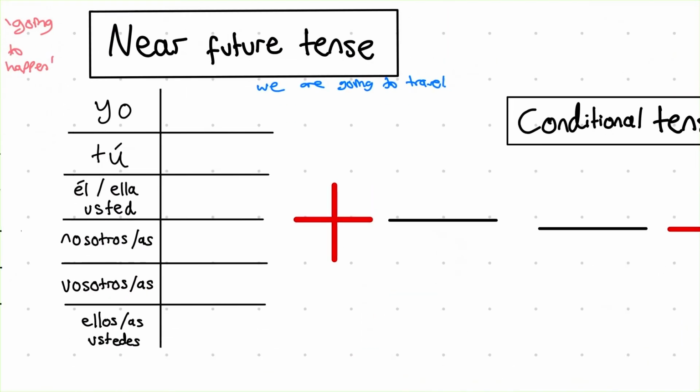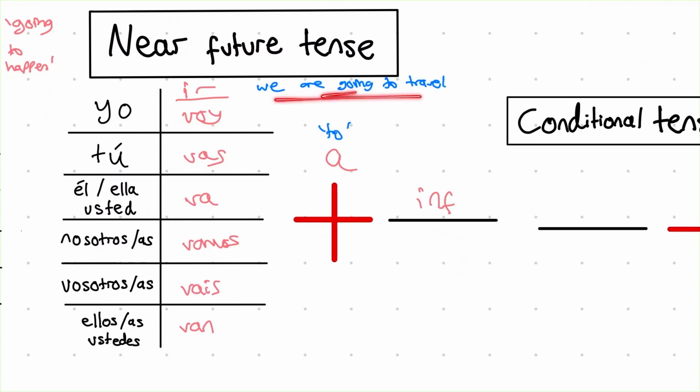So the near future is made up of the present tense of ir, so that becomes voy, vas, va, vamos, vais, and van. Then we have a. This preposition is pretty much just meaning to. And then we have the infinitive. So in this case, voy a plus infinitive, that is the structure for this tense.